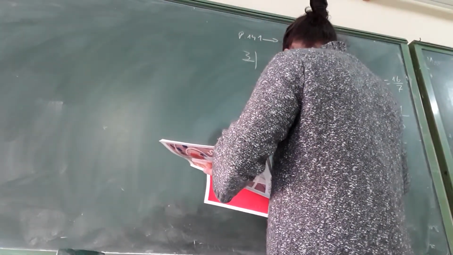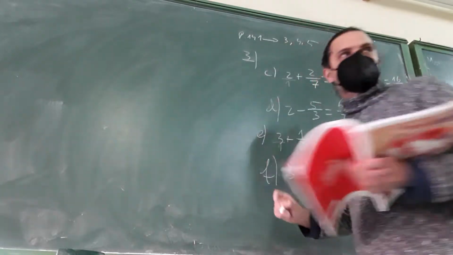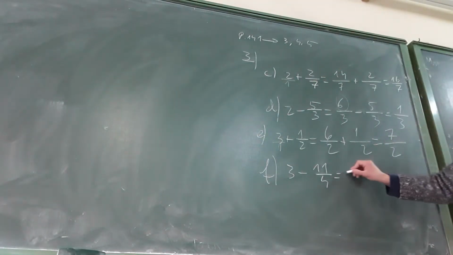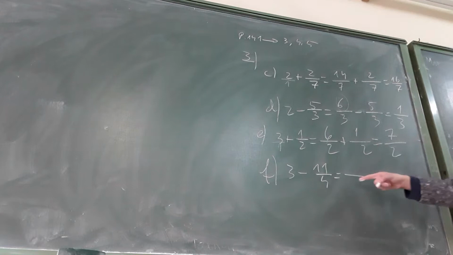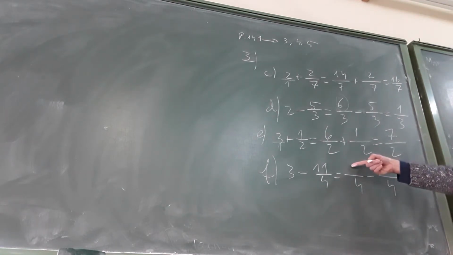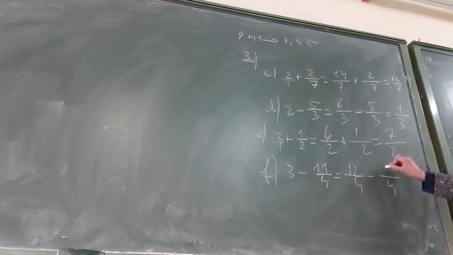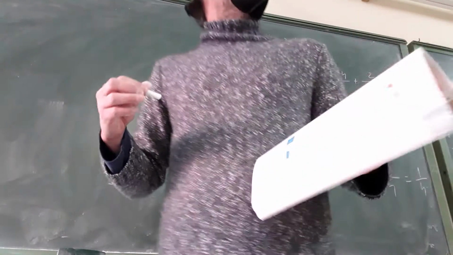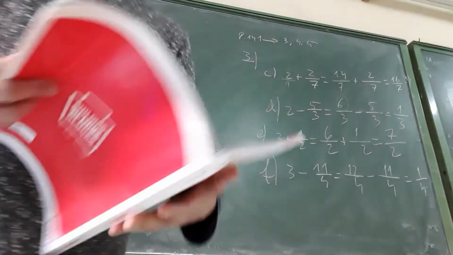F. 3 minus 11 quarters. Okay, Marta? Denominator is going to be 4. Number up here 12. Here 11. And then the result 1/4. Any possible questions, any doubts, any mistakes? Please let me know. Yes, Sara?